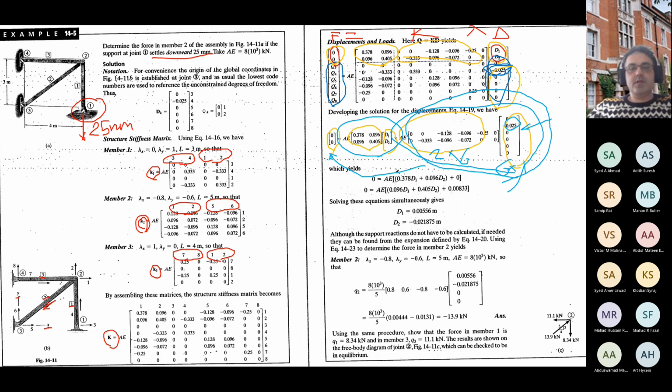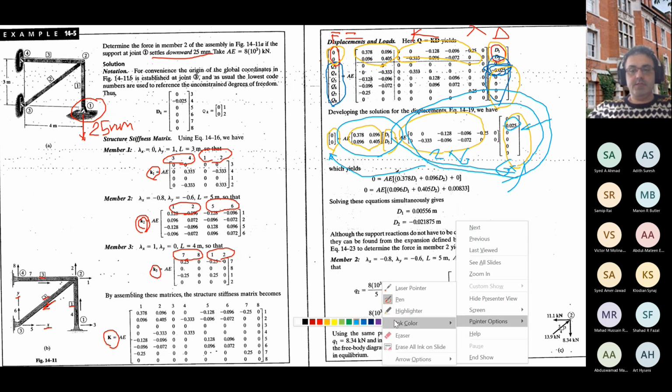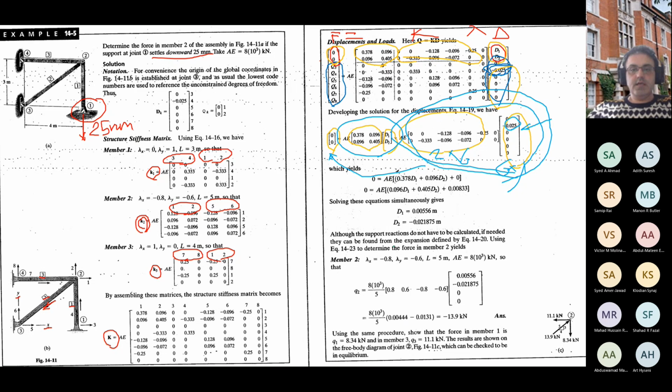If you go and solve this equation, again, you can see that you will have two separate equations here. And if you solve it, you will come up with D1 and D2 as the deformations in the degrees of freedom 1 and 2. And the rest of the problem is really the same as before, because the only difference here is how to implement that kind of support settlement.